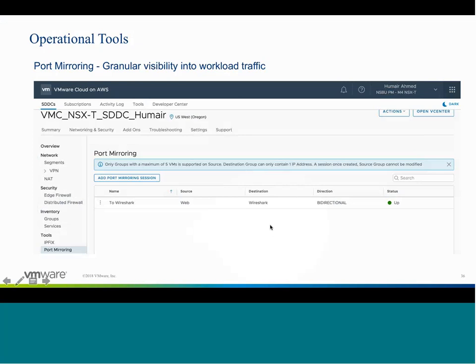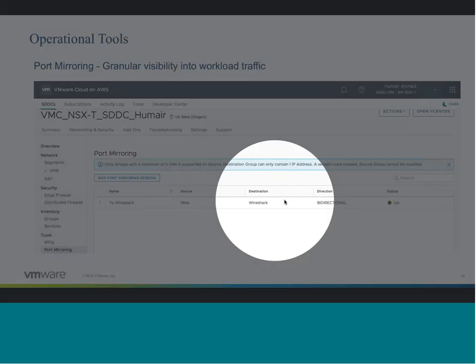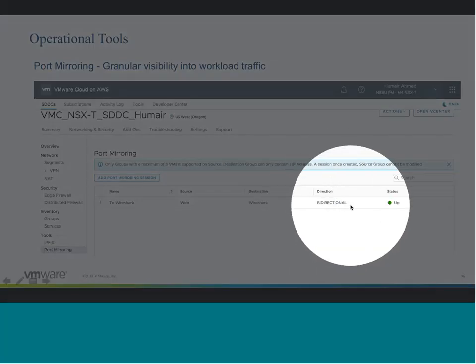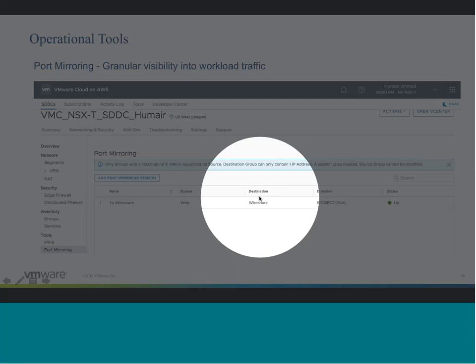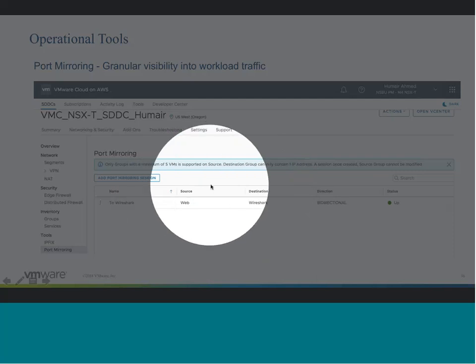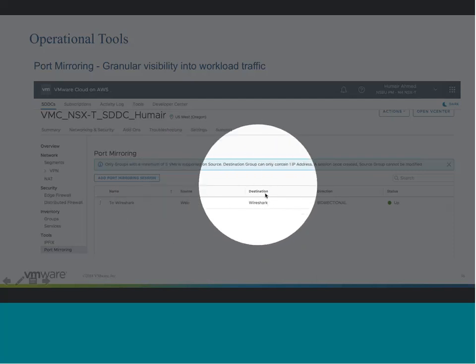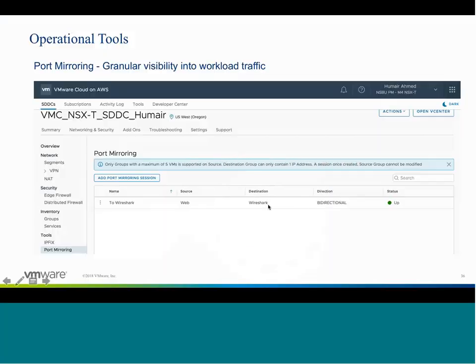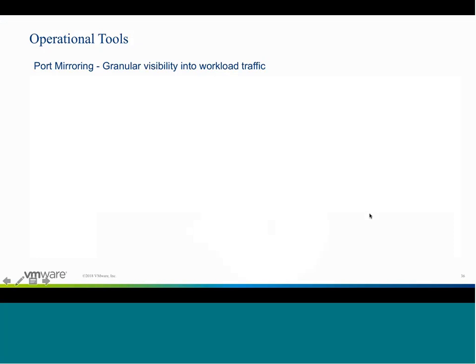which is basically consisting of a Windows workload that's running Wireshark. And I've set up direction as bi-direction. So traffic coming in and out of this web server within the security group is being port mirrored to this Wireshark sitting on a network segment behind the CGW. You can see here the status is up.